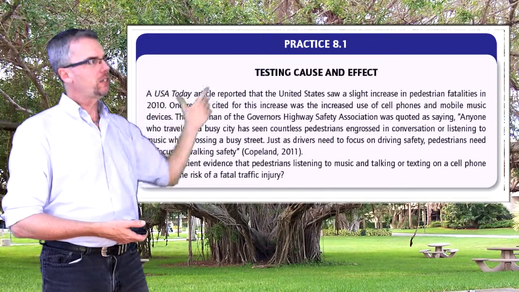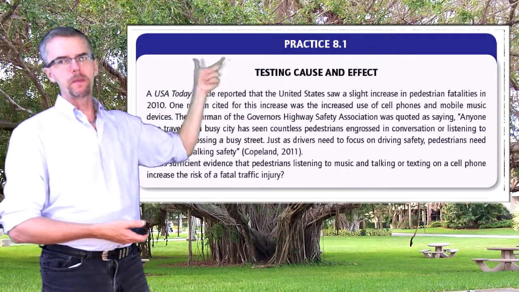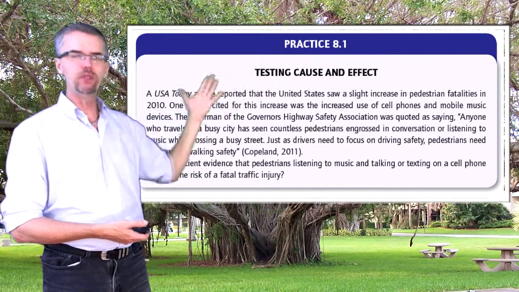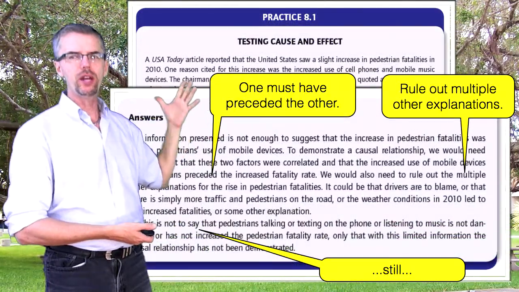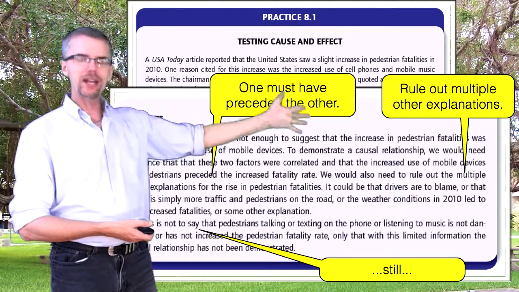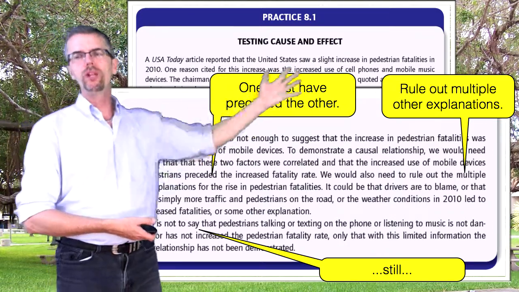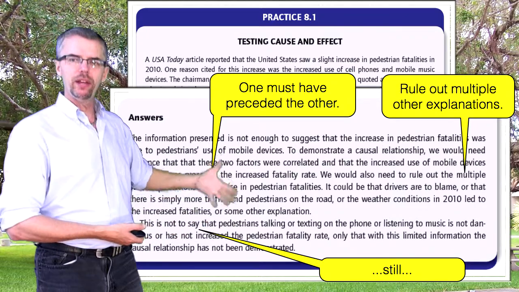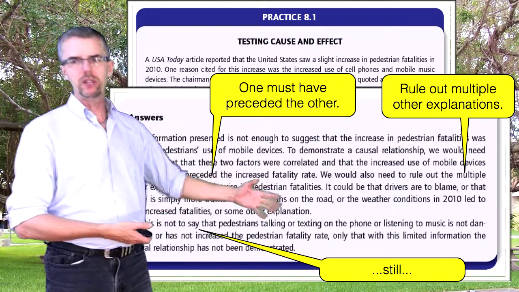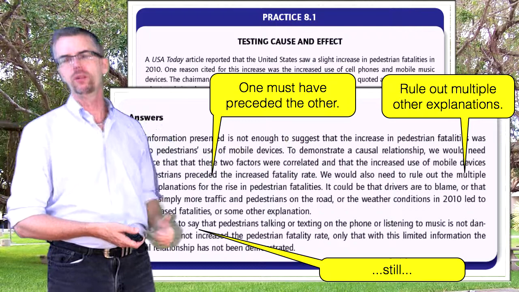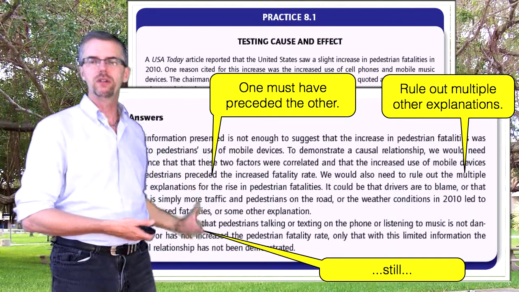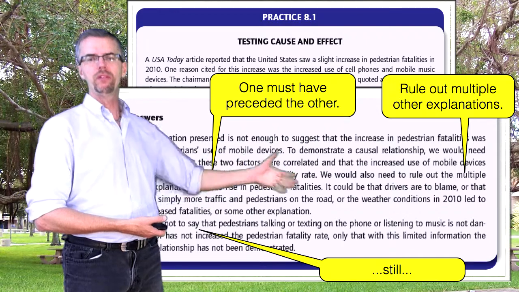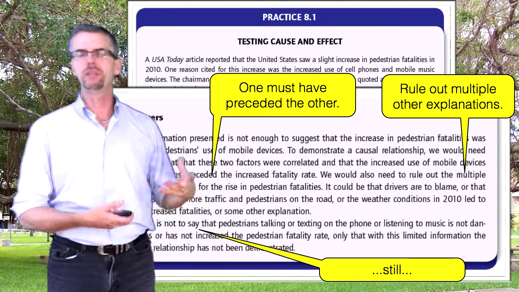So on practice 8.1, what I want you to look at is the way they answered the question, to see if you would have answered it the same way. Did you catch on to the idea that one had to precede the other? Did you rule out multiple other explanations? And do you still understand that this is not to say that pedestrians talking or texting on the phone or listening to music is not dangerous or has not increased the pedestrian fatality rate, only that with this limited information the causal relationship has not been demonstrated.